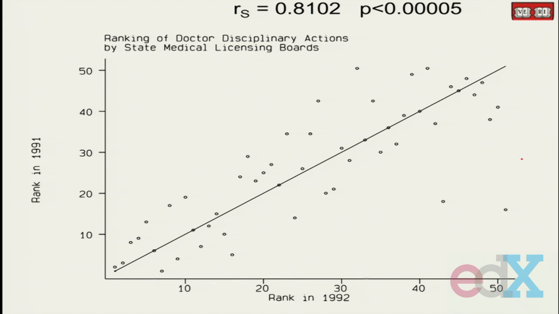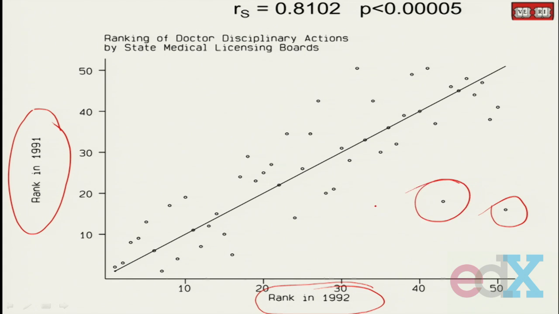Okay, so here we see the correlation between the ranks in 1991 and the ranks in 1992. And we see that apart from this here and here, it looks like there's a very strong correlation. In fact, there it is. Spearman's correlation is 0.8102. So here we don't have to assume anything about the distribution of what it is that these people are measuring. We're just looking at their ranks.